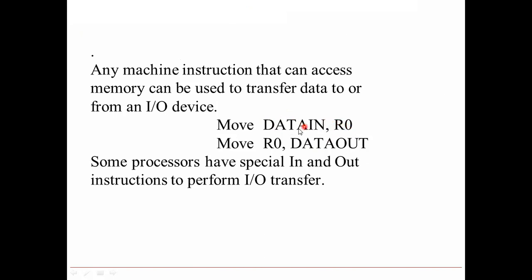That means this is like input. Next, move R0, Dataout. Whatever data is present in processor register R0 is transferred to the data out register. This is like output, that is a write operation. Some processors have special in and out instructions to perform IO transfer.